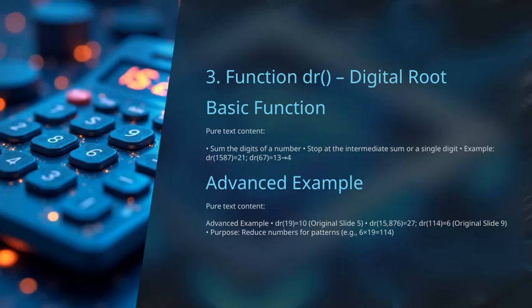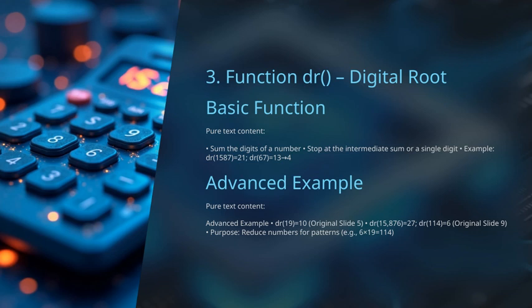In this slide, we're focusing on the function doctor, which is known as the digital root. The basic idea here is to take a number and sum its digits. You keep doing this, summing digits, until you reach either an intermediate sum or a single digit. For example, if you take the number 1587, you add 1 plus 5 plus 8 plus 7, which gives you 21. Then, if you continue, 2 plus 1 equals 3, so the digital root of 1587 is 3. But in the example shown, doctor 1587 equals 21 because we stop at the intermediate sum.